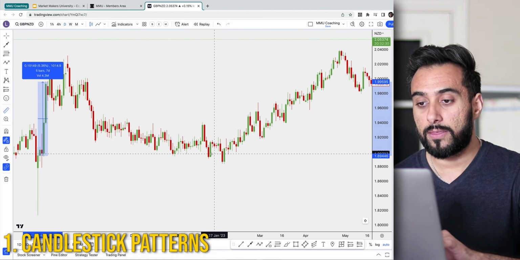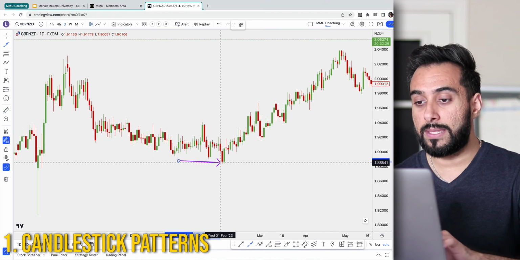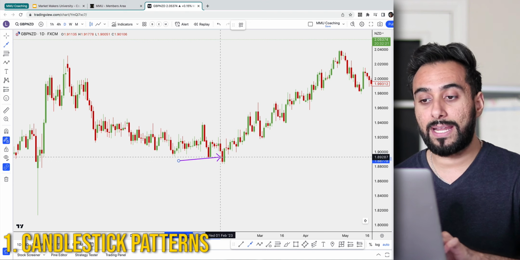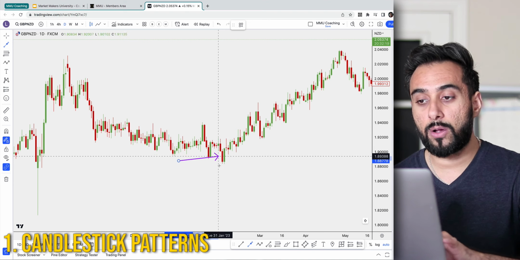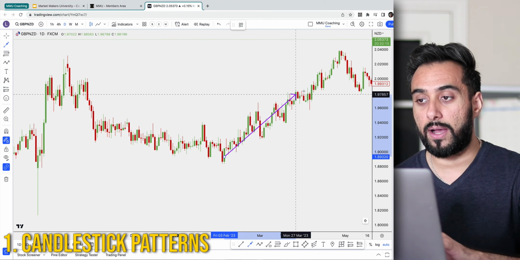Let's do another example. What do you see over here? This first candle was red, it was bearish, and then the next candle was bullish, and this green candle engulfed the red candle, created a bullish engulfing pattern, and then the price action continued to go higher and higher and higher and higher and higher.